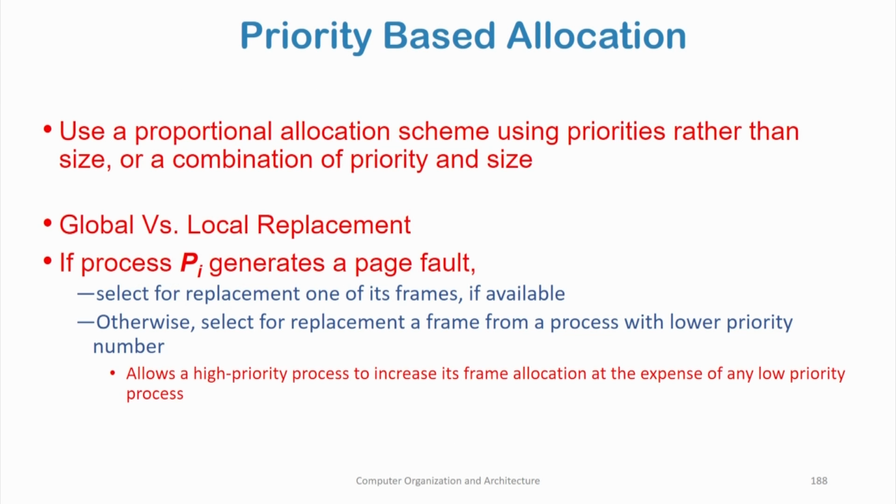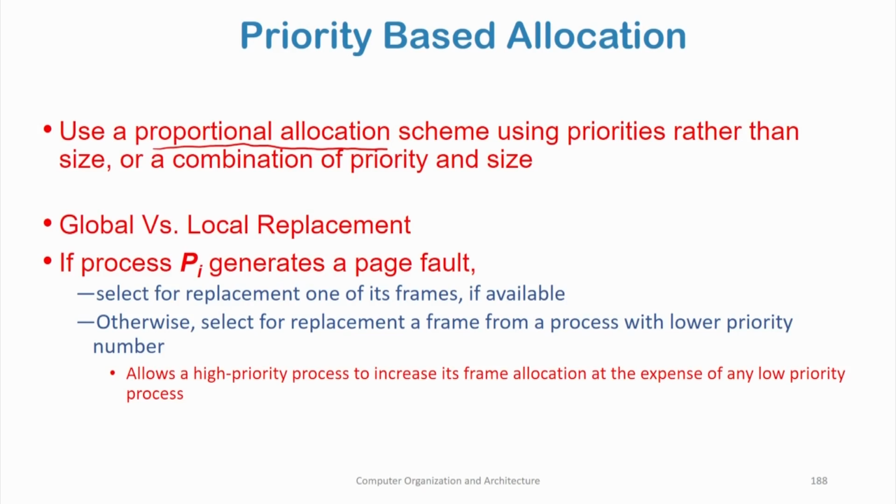Now, when we are using this size-based allocation scheme, we are ignoring priorities of processes. We may want to allocate a higher number of frames to a high priority process while making the low priority process suffer, because we want higher performance for the high priority processes with respect to the low priority processes.